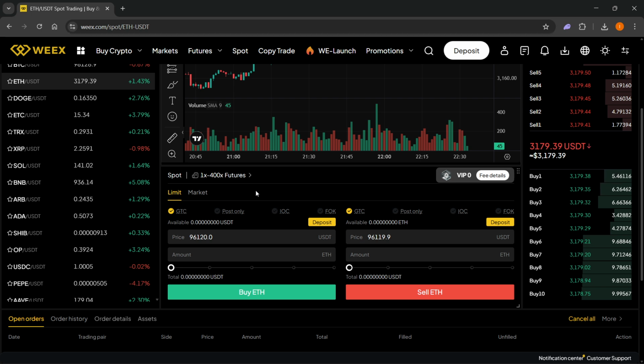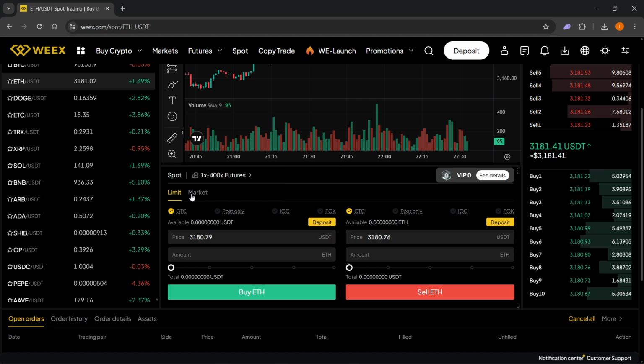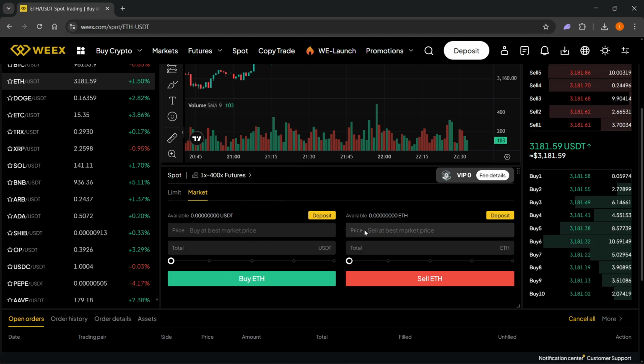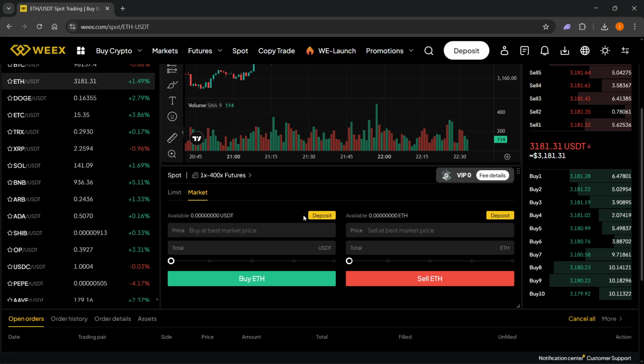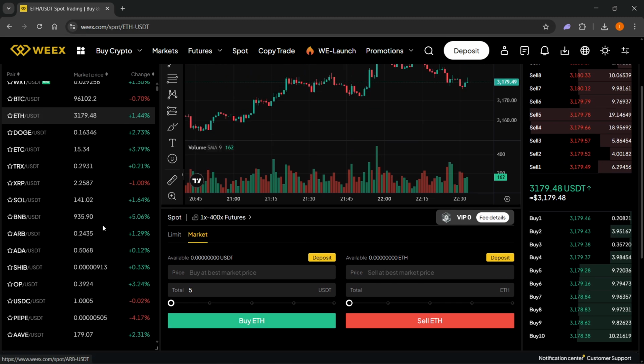So to actually trade here, you could go ahead, select limit or market. And then here, of course, if you do limit, you can set the price at which you want to buy or sell. If you do market, you can just buy or sell at the current market price, okay? So that's the main difference. And then you can just type in however much you would like to buy. So here, I'm going to do total. Let's say we're going to do like 5 USDT worth of Ethereum. You can just click on buy ETH over here, and it's going to buy ETH or whatever crypto you want to trade.